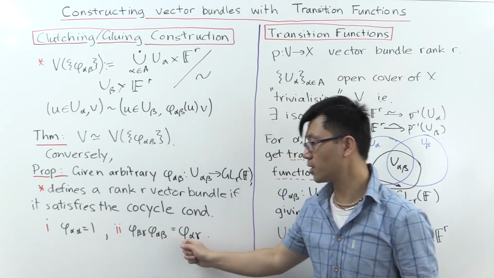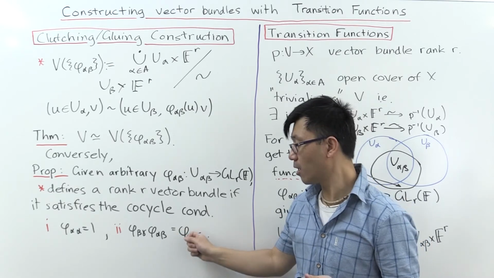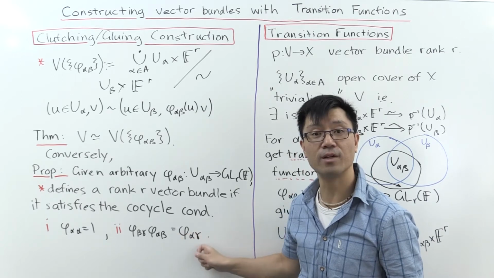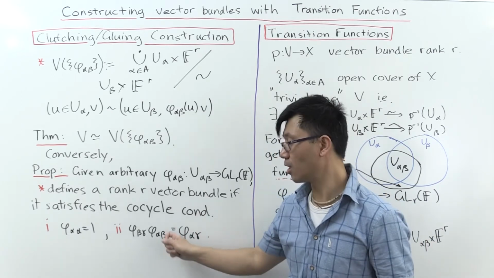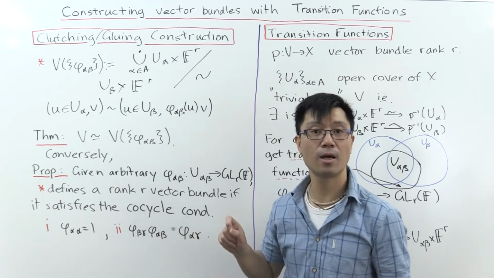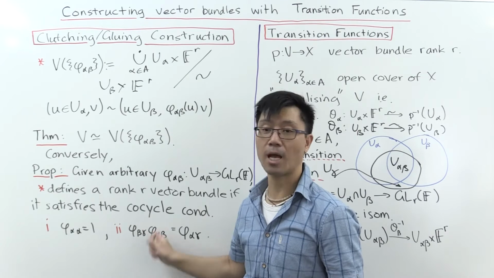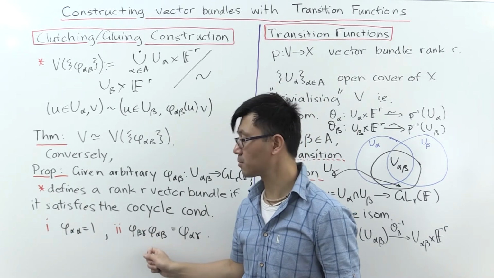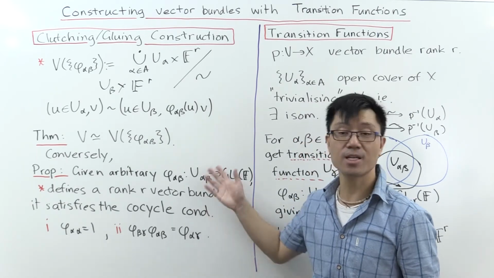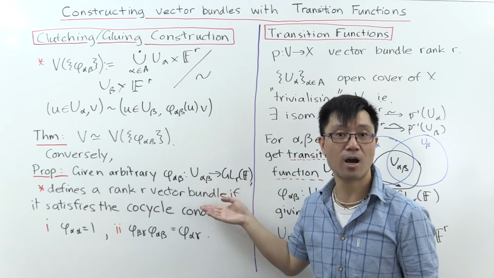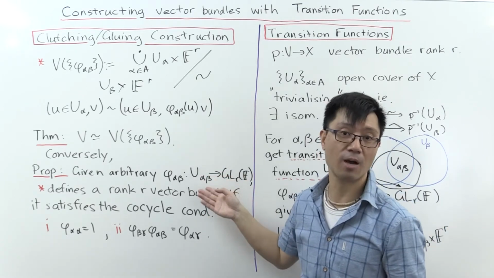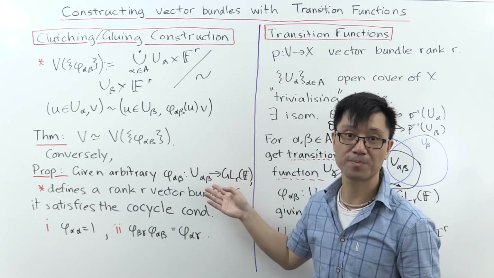So in other words, what you want is that if you glue directly from the trivialization above U alpha to the trivialization above U gamma via phi alpha gamma, that's the same as if you did U alpha to U beta first using phi alpha beta, and then applied phi beta gamma to go from U beta to U gamma. So these two equations are what's called the cocycle condition. And as long as these are satisfied, you can actually build this rank R vector bundle. And of course, this rank R vector bundle will trivialize on that open cover U alpha.